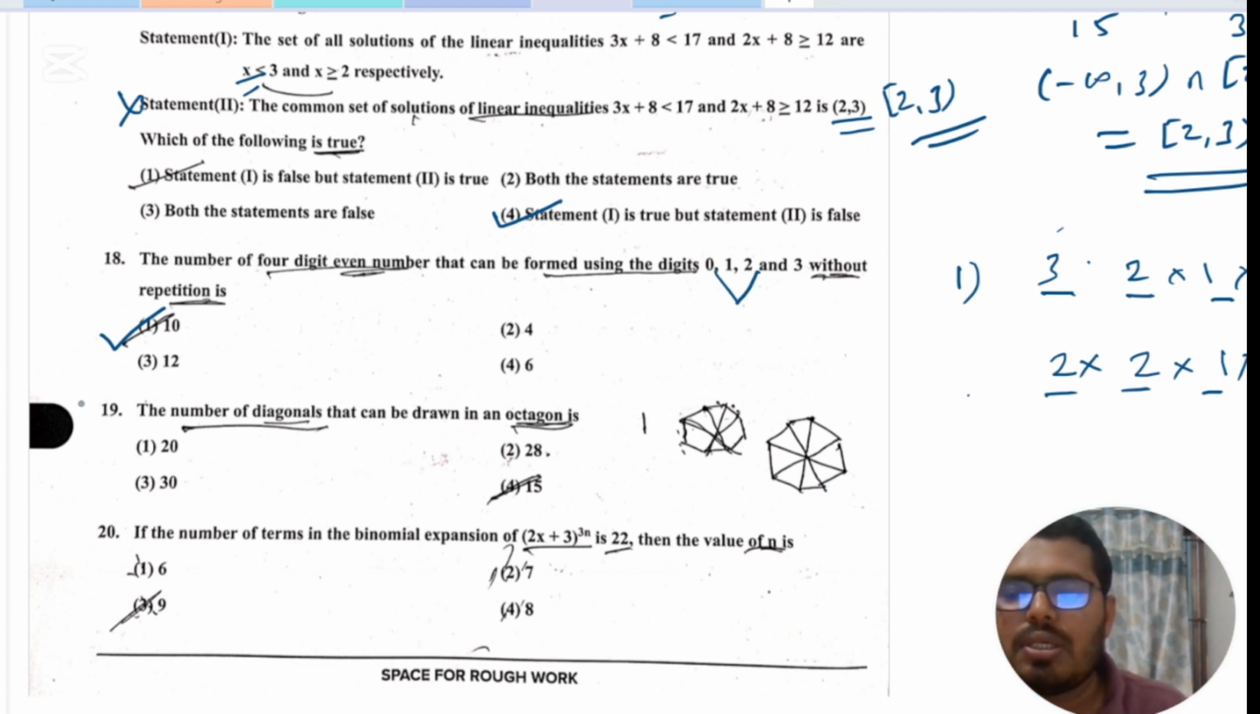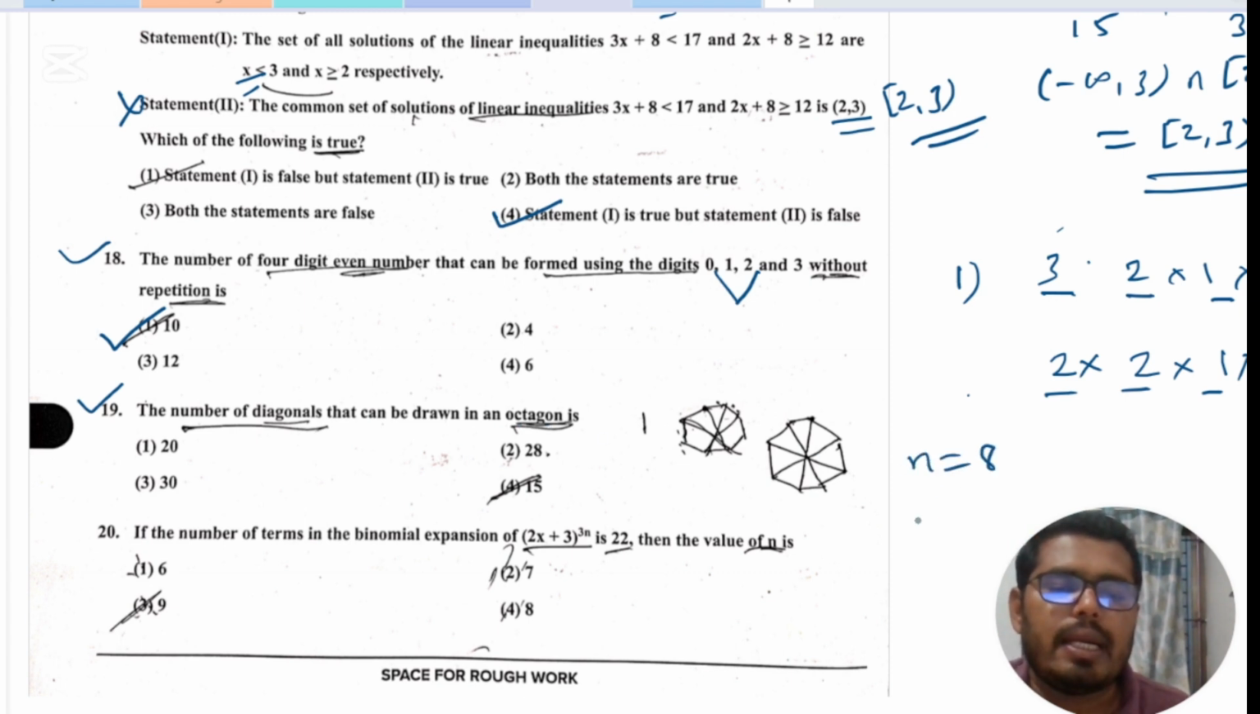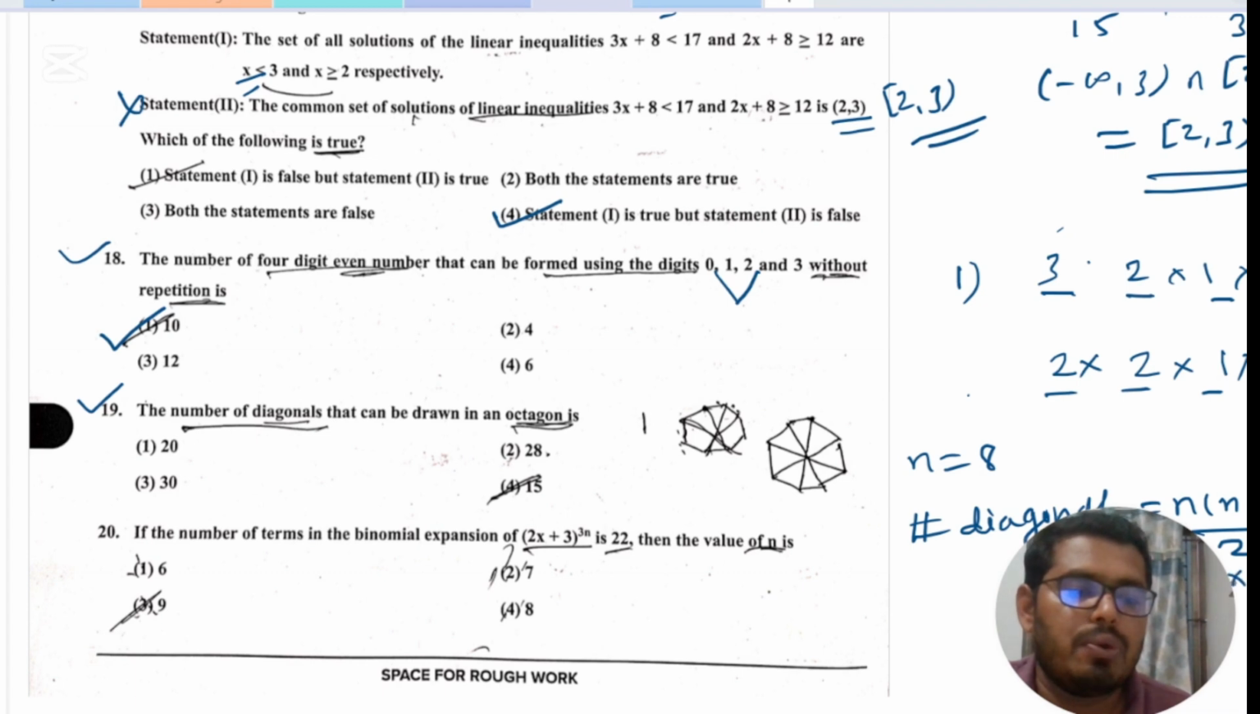Okay, next, question number 19. The number of diagonals that can be formed in an octagon. Octagon means n is equal to 8. Then use the direct formula: the number of diagonals is equal to n into n minus 3 divided by 2. Therefore for n equal to 8, it is 8 into 5 divided by 2. Therefore 2 1s are 2, 2 4s are 8, 4 into 5 is 20. Therefore option number 1 is correct.